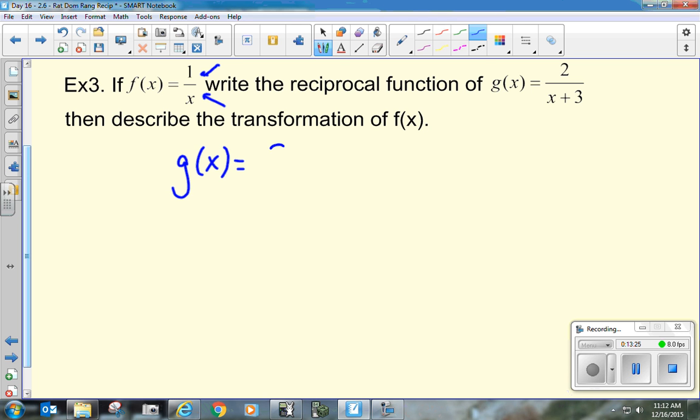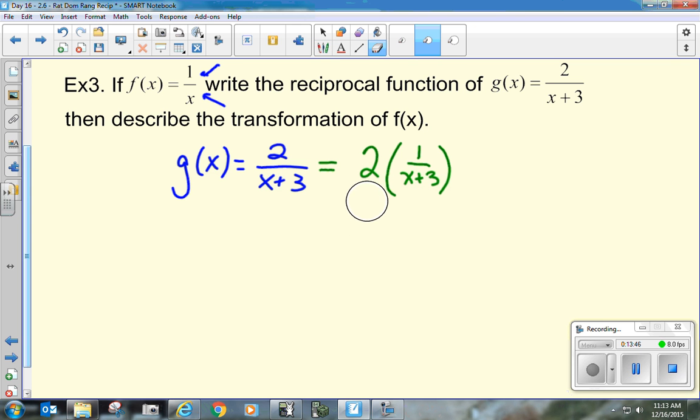G of x equals 2 over x plus 3. Okay? Isn't that really the same thing? I can say that's 2 times 1 over x plus 3. Because I was multiplying them together, isn't that 2 over 1, and I multiply the tops and bottoms? So guess what? That is now a reciprocal function. It's 1 over x plus 3.